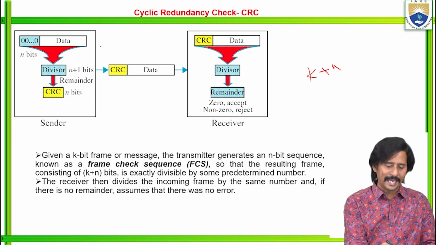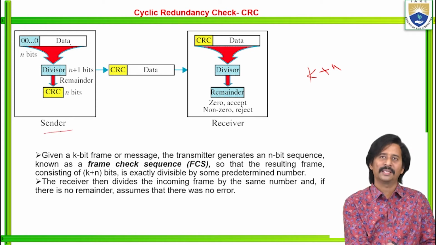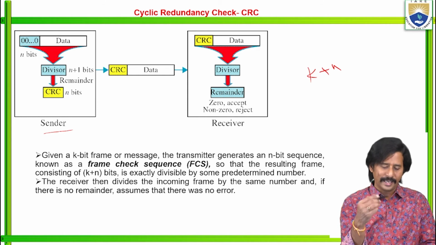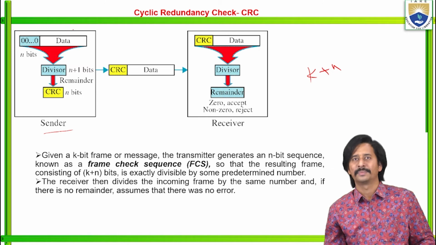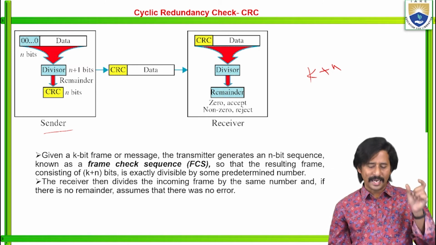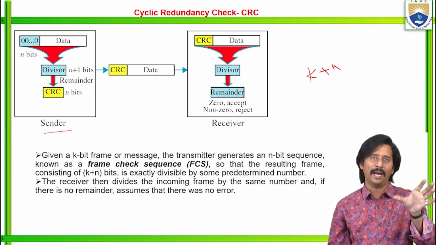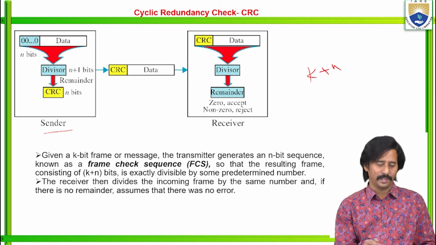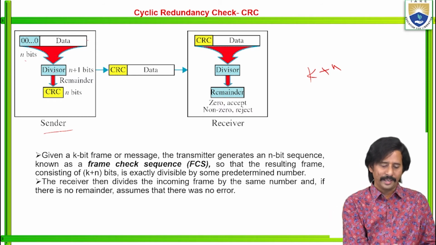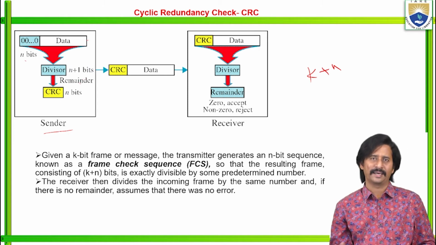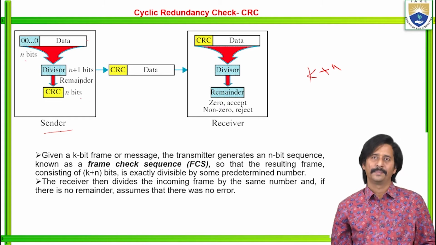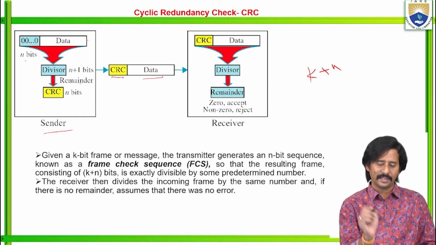See, from this example, this is the sender side. Whatever the original frames I am ready to transmit, we can call that data, which is divided into k-bit frames, and each frame has n bits of information. See, data n bits, divisor automatically n plus 1 bits. If there is no remainder, then the CRC, cyclic redundancy check, with n bits, is combined with the data.